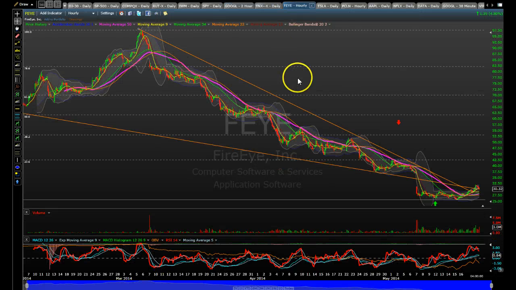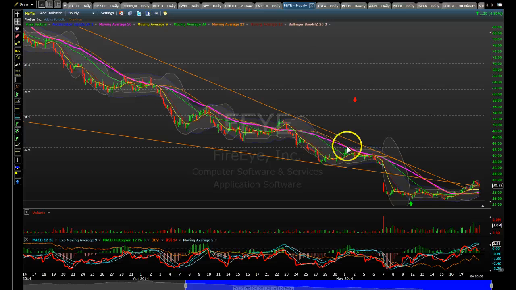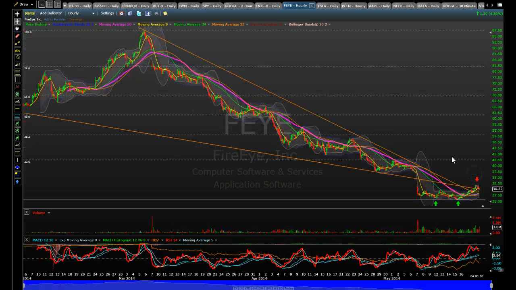FireEye. Interesting story here. I don't really trade this chart much. I looked at it today. I liked it. I played it the other day. Let me put an arrow here. There's a lot of risk that's taken out of FireEye. I've been in trading for a whole bunch of years now. I don't want to overthink things too much.